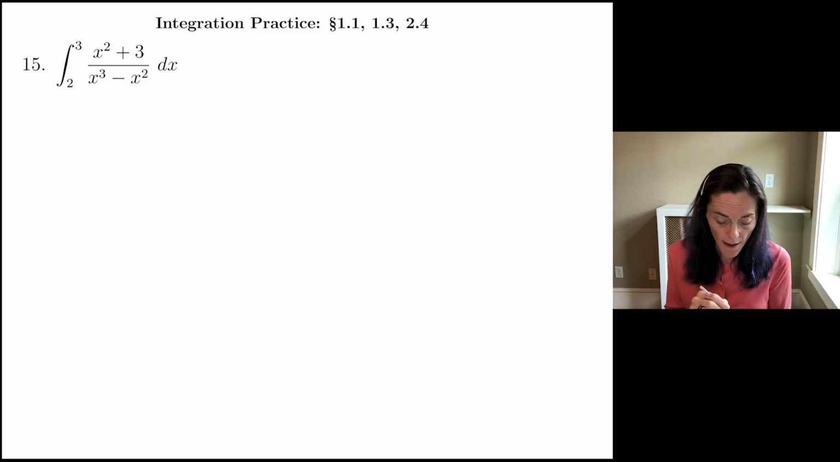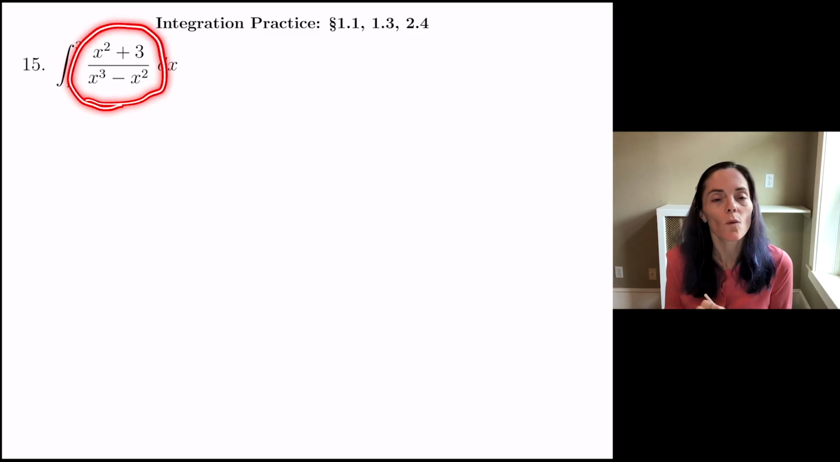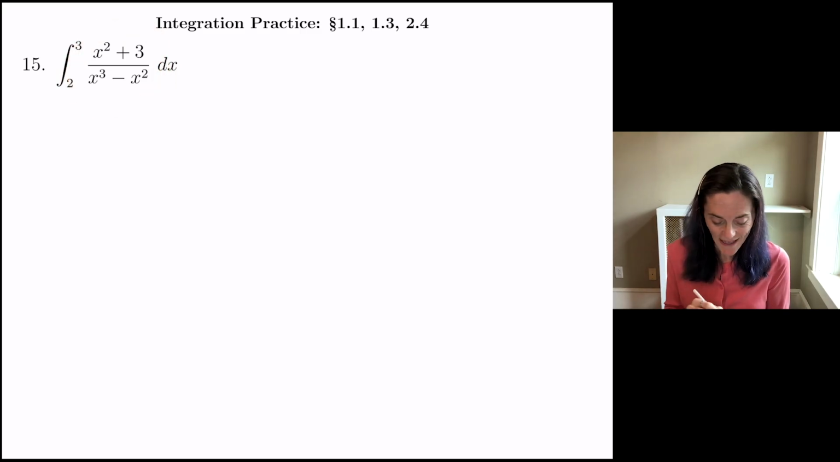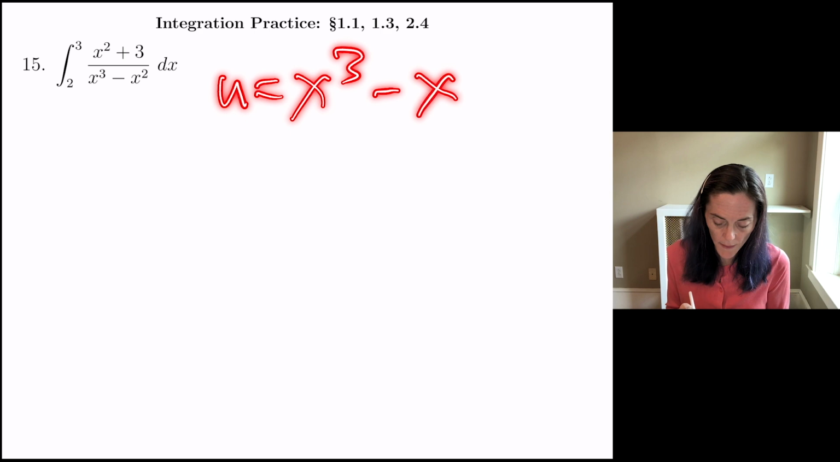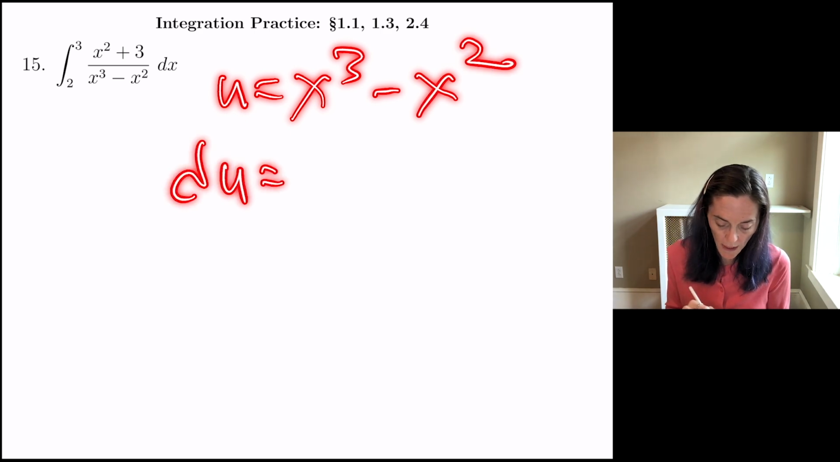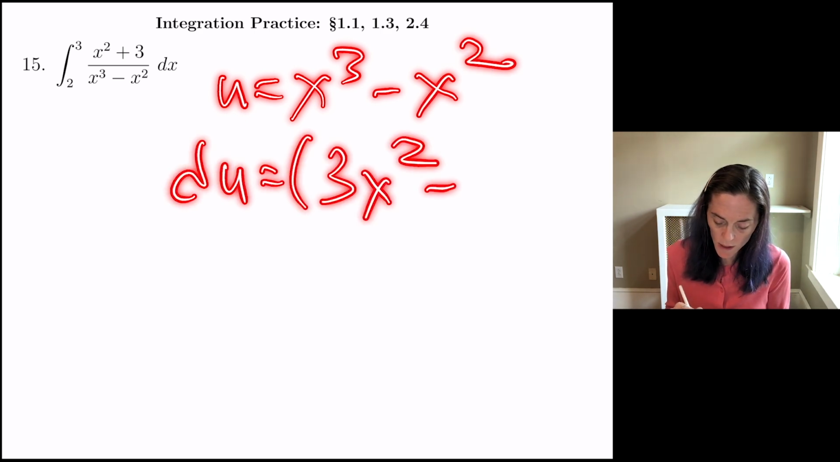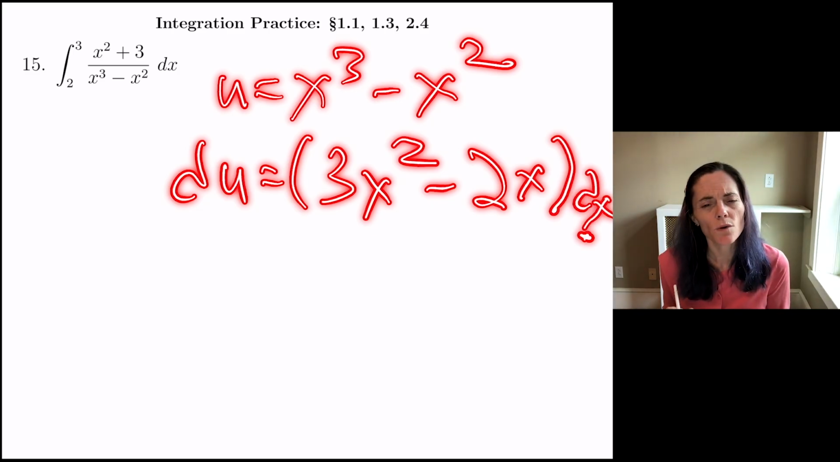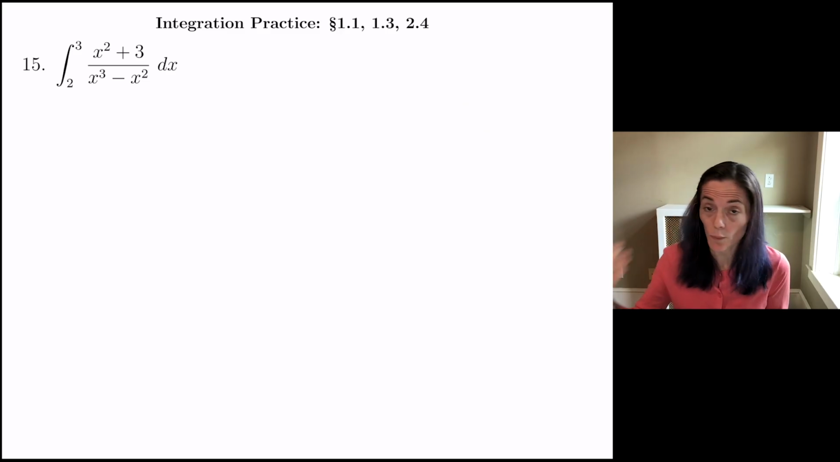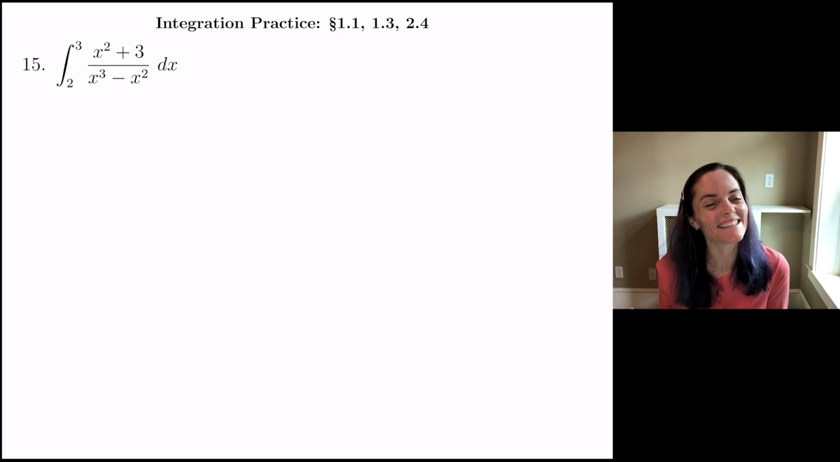Okay, sometimes when we have one function divided by another, it is substitution. If we try that here, if we let u be the denominator, du would be 3x squared minus 2x dx. Now you notice that the numerator is not a multiple of 3x squared minus 2x. And so substitution is probably not the best approach here.